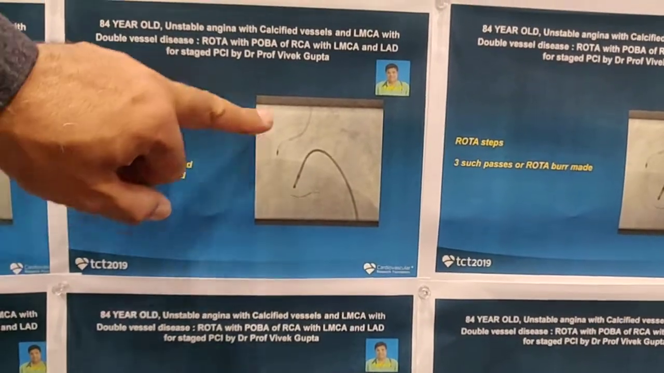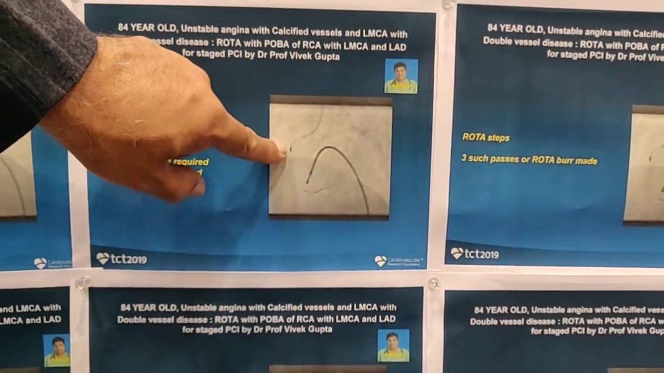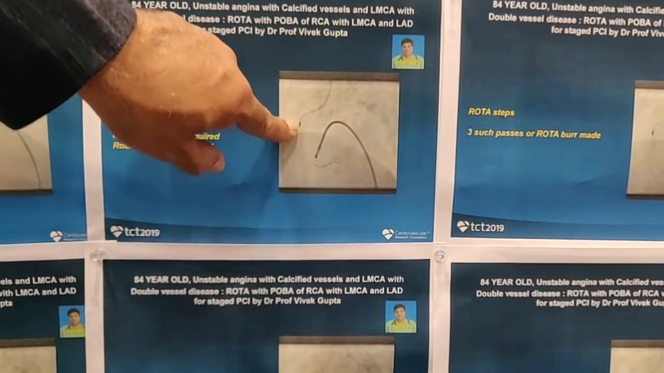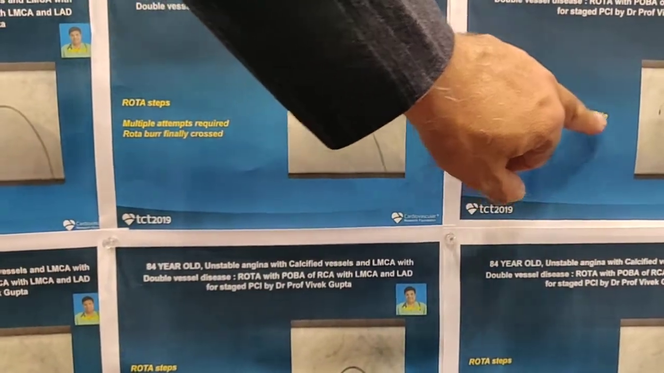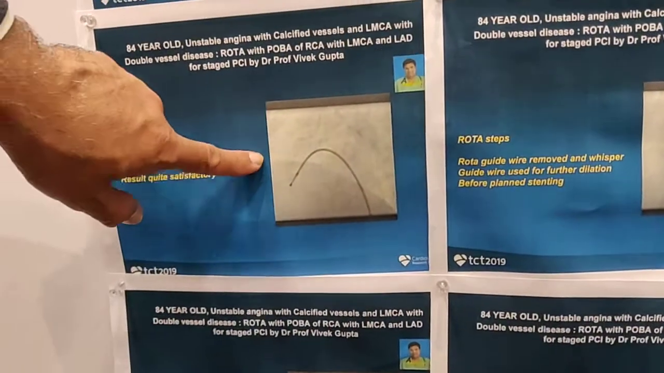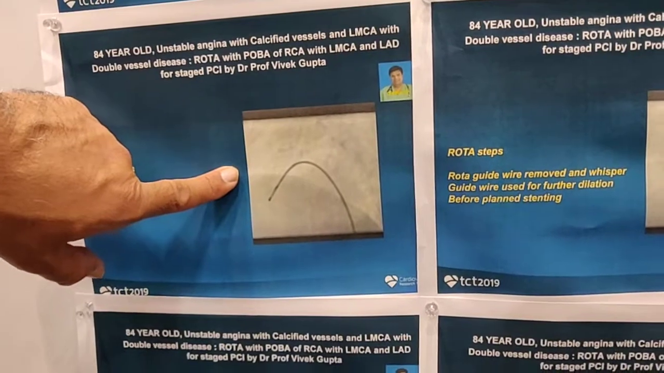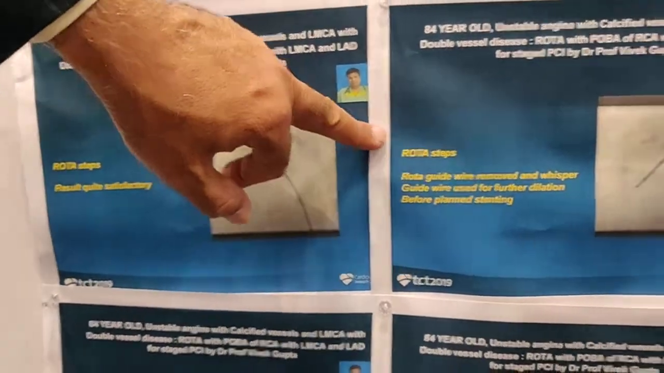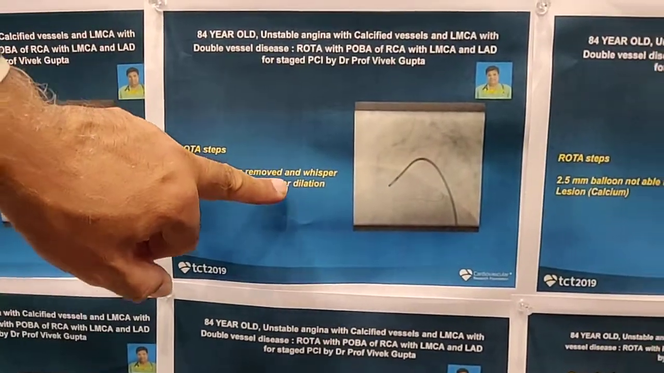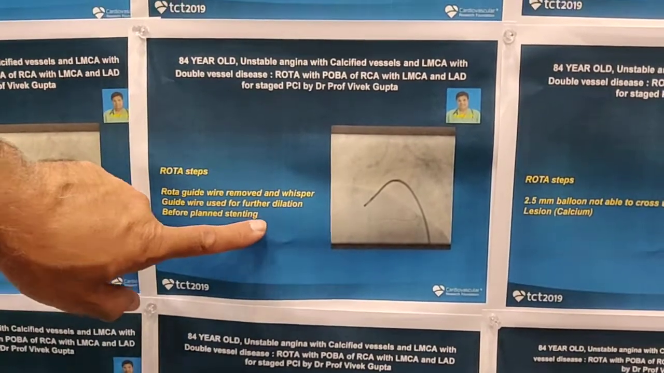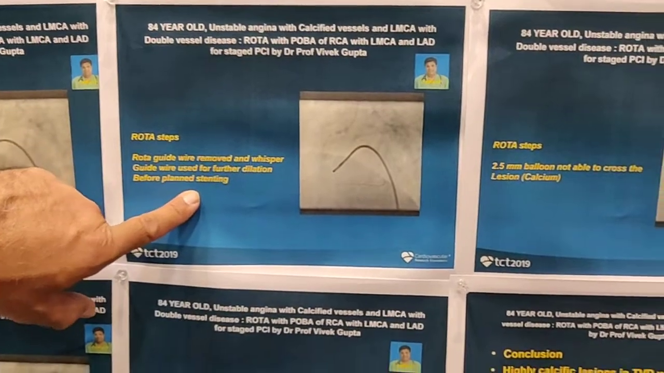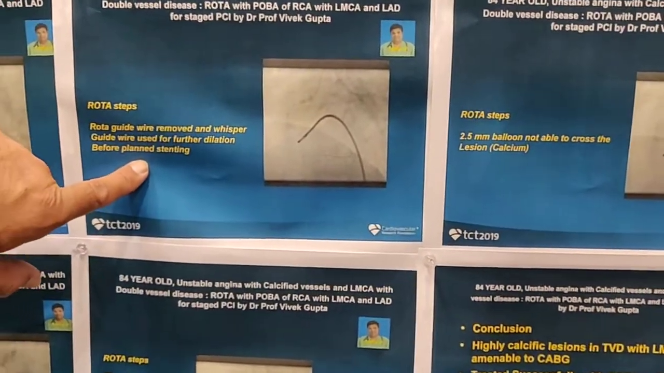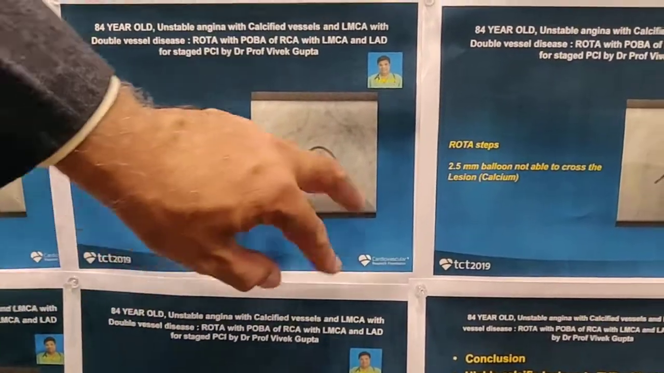So we were happy that finally the rotablation tip was going through, after multiple such attempts. Three such passes of rota were made, and then you can see here that the result was quite satisfactory. I will show it in the video later on. The rota wire was removed, and the Whisper guide wire was used for further dilatation before planning the stenting. Before planning the stenting, we thought we should do pre-dilatation with the balloon, which is always required.